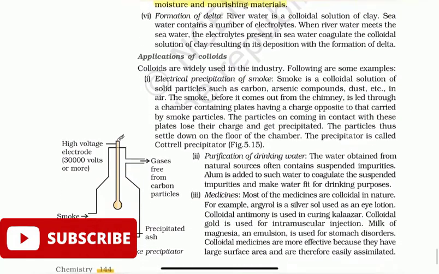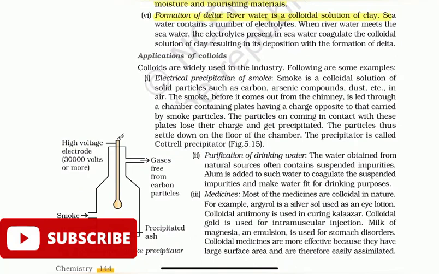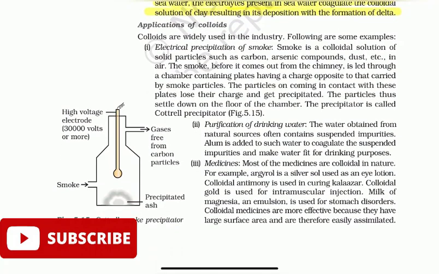Formation of delta. River water is a colloidal solution of clay. Sea water contains a number of electrolytes. When river water meets the seawater, the electrolytes present in seawater coagulate the colloidal solution of clay, resulting in its deposition with the formation of delta. Application of colloids. Colloids are widely used in the industry.